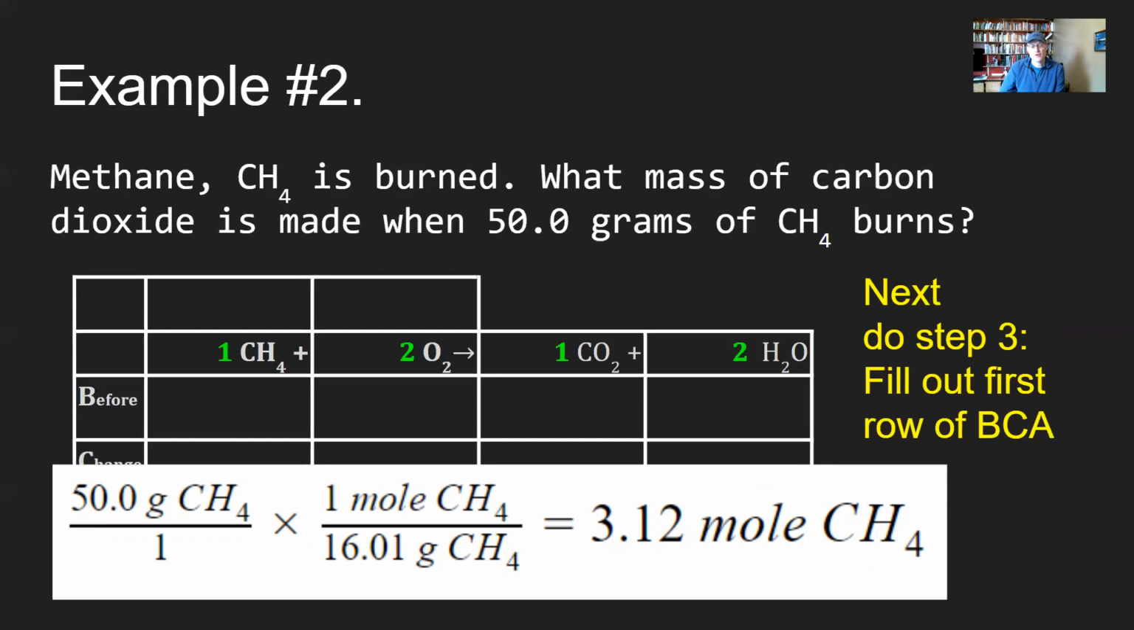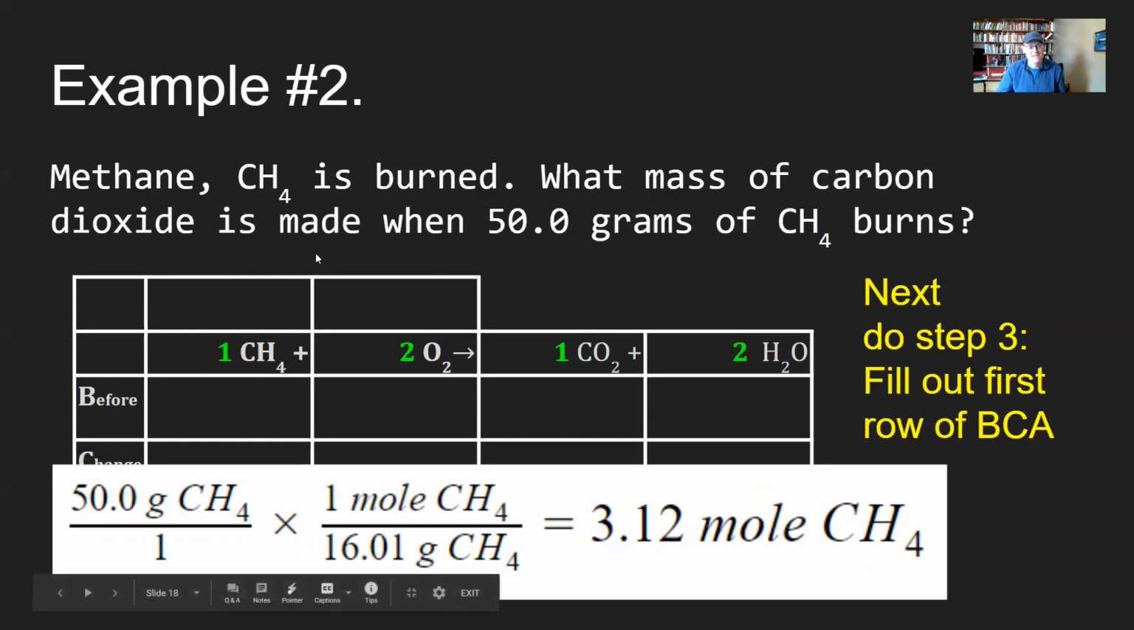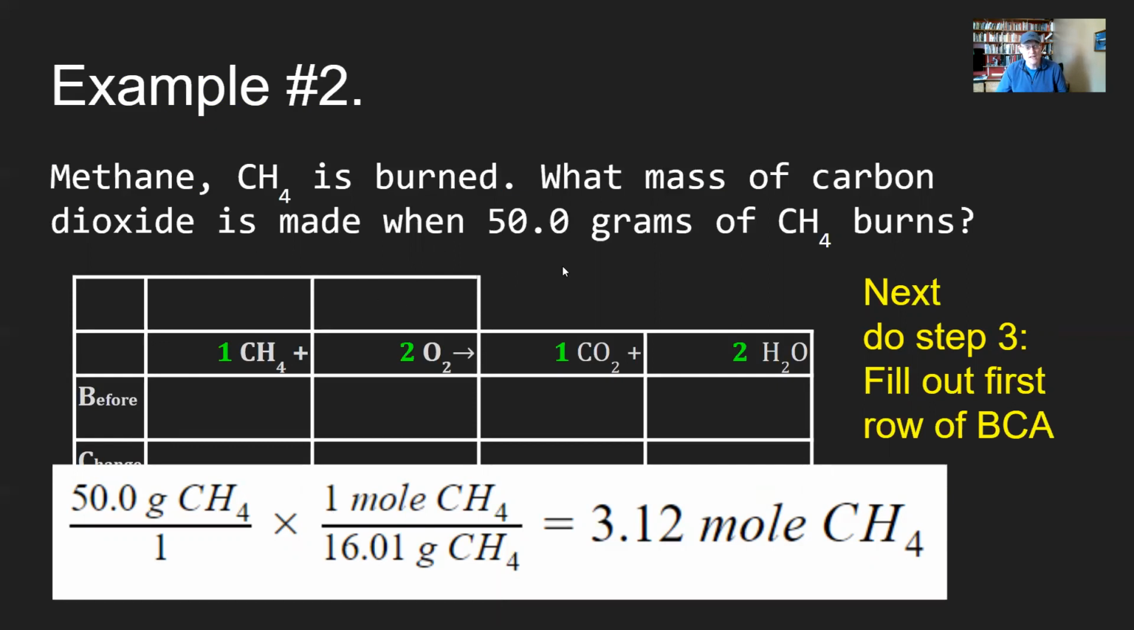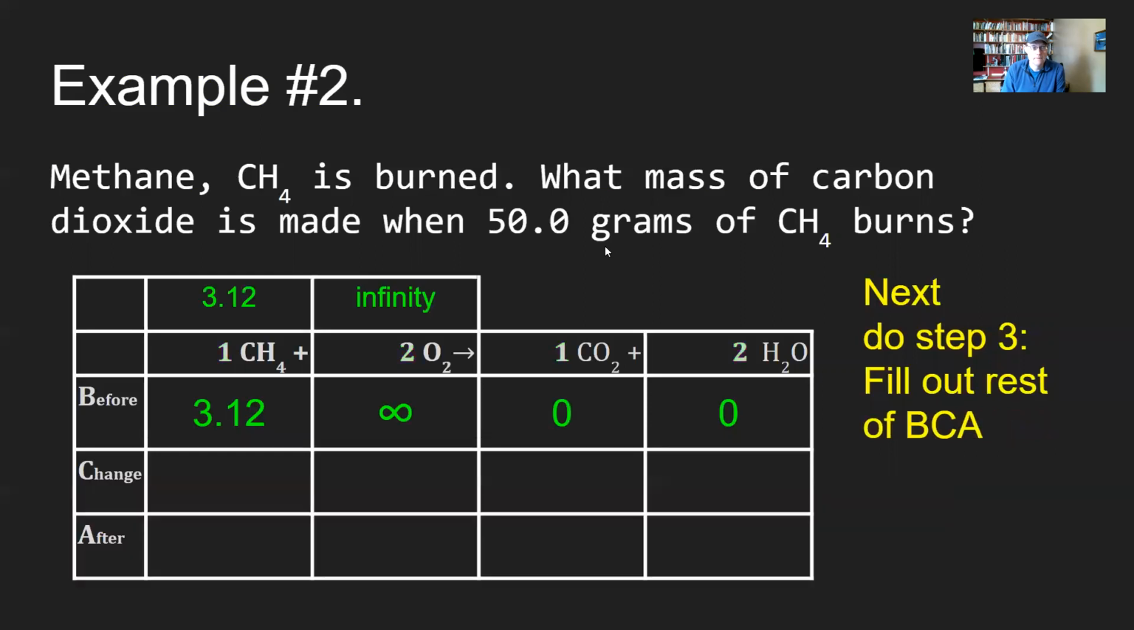Now you should be able to fill out the first row of the BCA table and also see if you can figure out what the 2 boxes up here are going to be as well. Give you a moment to do that. You'll notice that I ended up with the 3.12 moles of the CH4 like we had before. And you'll notice that since oxygen wasn't mentioned, oxygen's going to be assumed that we have an infinite amount of it, which is why I put the infinity symbol right here. Again, we have zeros for the products. And then for the top sections, well, 3.12 divided by 1 is going to be 3.12. Infinity divided by 2 is still going to be infinity.